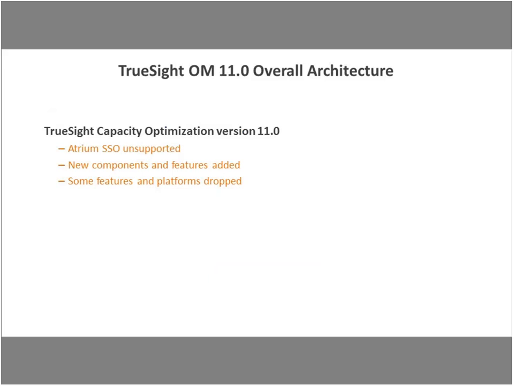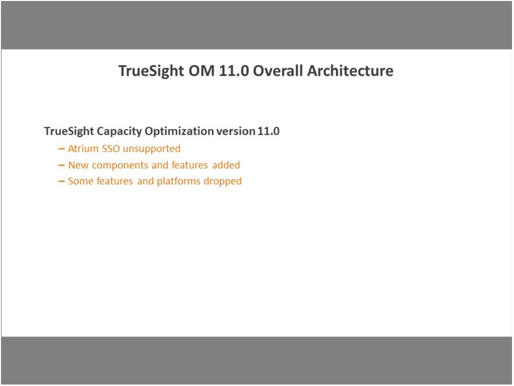Just a very quick blurb, and I'm not going to spend hardly any time on capacity optimization, but just be aware that, like the other components, version 11 no longer supports Atrium SSO. Atrium SSO is unsupported with it, and you're leveraging Remedy SSO instead. There are some new components and features that have been added, and it's pretty significant with the capacity optimization. That would be an entire other session to go through those features and discuss all of that.